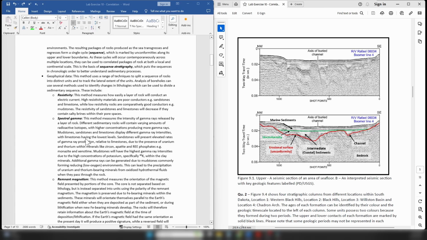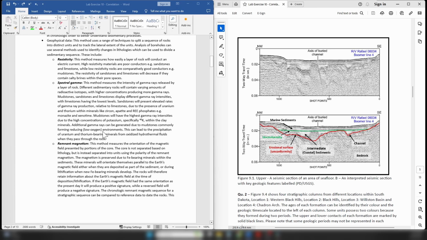So the next method is going to be spectral gamma. This method will measure the intensity of gamma rays, so radiation, released by a layer of rock. Different sedimentary rocks will contain different amounts of radioactive isotopes. They'll be contained within certain minerals, so a mineral like zircon would be a classic example. When your rock has a higher concentration of these radioactive isotopes within it, obviously you are going to produce more gamma rays as a byproduct of radioactive decay, and the gamma ray spectrometer will pick it up as it moves down through the borehole.